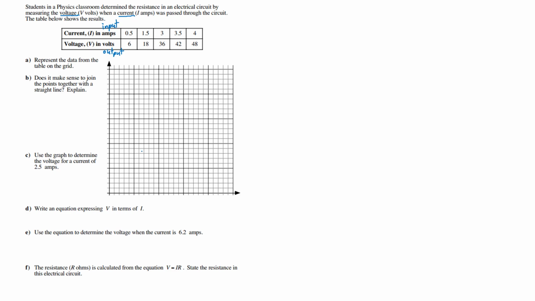Now, in order to do that, we need to set up our scale. Our input axis, we're going up to 4. Let's just keep this simple: 1, 2, 3, 4. That will be our current, in amps. They've made that I. How about we not confuse things? Let's make that I. There we go. Then our voltage V, which is in volts.